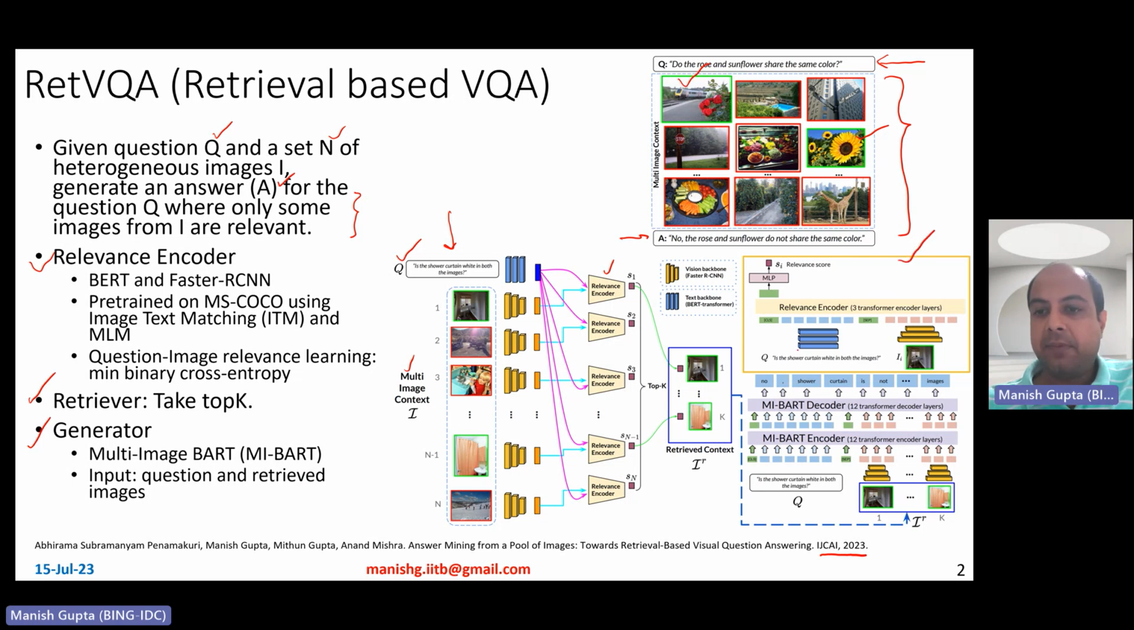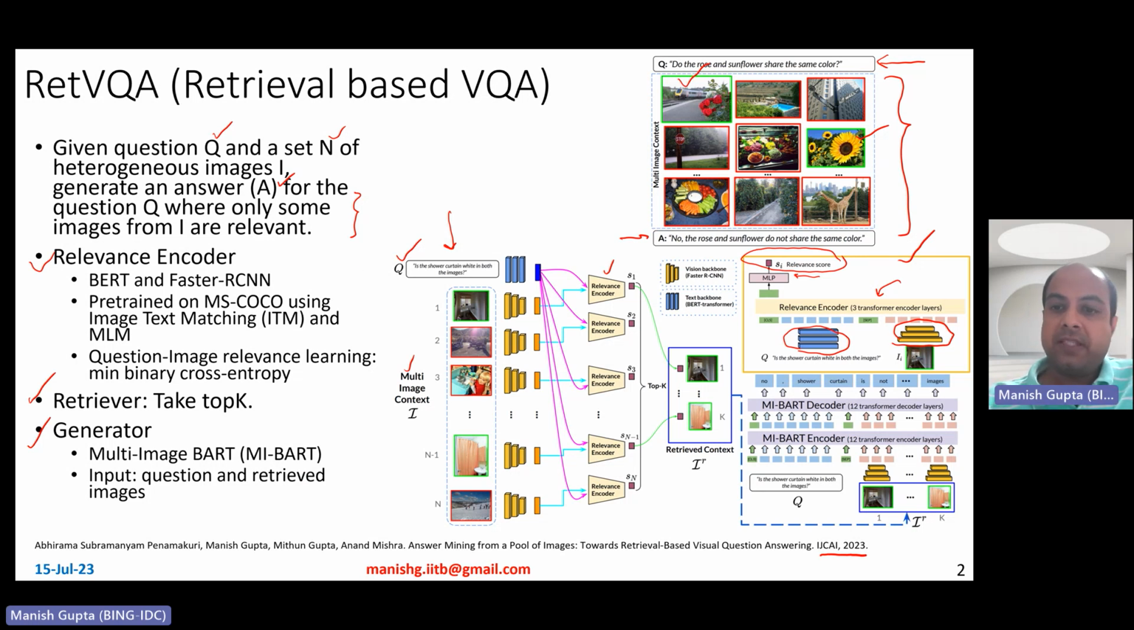You basically take a BERT model and then encode the question text part of it. You take Faster RCNN and essentially encode the images using the objects extracted using Faster RCNN. This is followed by 3 transformer layers, and then you take the CLS token, apply the MLP layer, and that gives you the relevance score. So it tells you how relevant the particular image is to be able to answer the question.